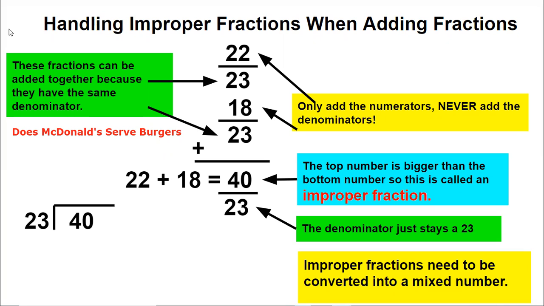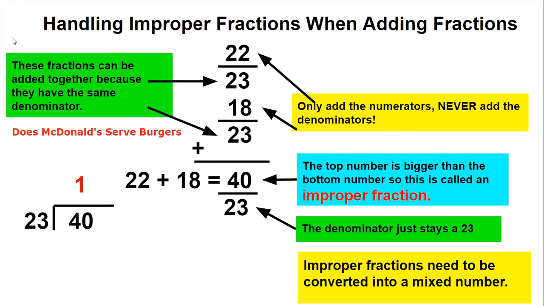So how many 23s go into 40? Yes, just one, right? So that one should go over the 0 in the 40. And then we multiply 1 times 23. That should give us 23. Then we do subtract 40 minus 23. Now that's where it can get a little tricky, right? You have to remember to borrow. So how do we get 17?